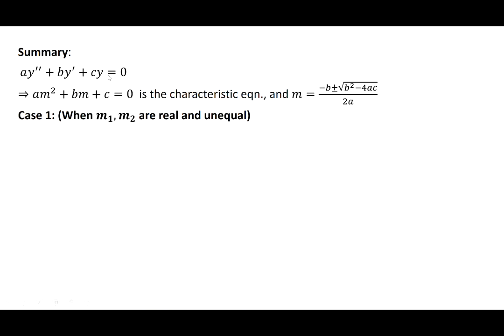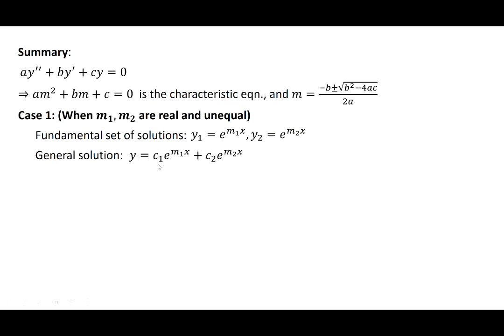Given this differential equation with constant coefficients, the characteristic equation is automatically a m squared plus b m plus c equals 0. Find the roots of that characteristic equation. If they are real and unequal, like 2 and 3, then the fundamental set of solutions would be y1 is e to the m1x and y2 is e to the m2x. And the general solution is a linear combination, c1 e to the m1x plus c2 e to the m2x.